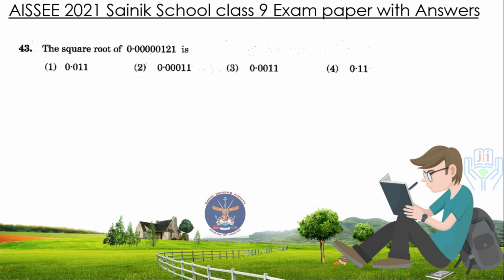The square root of 0.50121 is answer 0.0011.